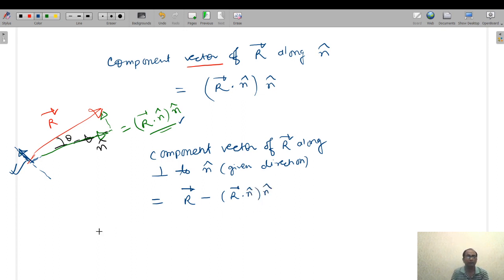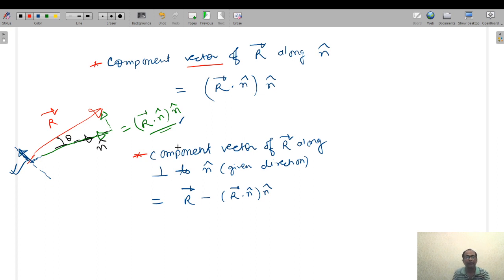So this is also a way of breaking a vector or resolving a vector into two different vectors. So one is along a given direction and the other vector would be perpendicular to the given direction. So if any vector is given and you have to resolve it in a particular direction, then this is how you do it. And if you have to resolve it perpendicular to that direction, जो direction आपको दिया हुआ है उसके perpendicular आपको resolve करना है. So this is how you can do it. These two things you must know.